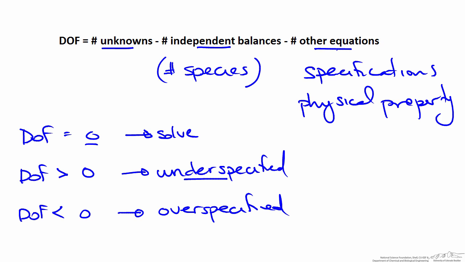And if we have degrees of freedom that's less than 0, we're overspecified. In other words, we have more equations than we do unknowns, similar to what was shown earlier. So let's apply this procedure to 2 different examples of material balances on single units.